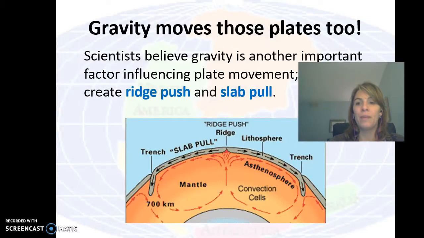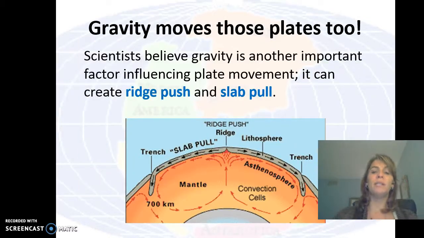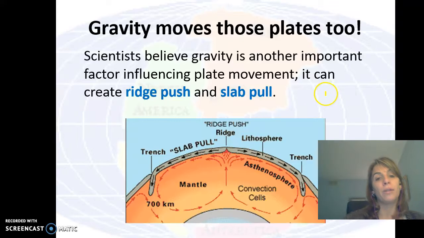All right, gravity moves those plates too. Scientists believe that gravity is another important factor influencing plate movement. It can create ridge push and slab pull. We'll talk about that quickly here, but if you look, here's where it says slab pull, here's where it says ridge push.